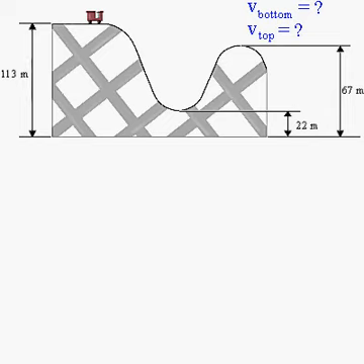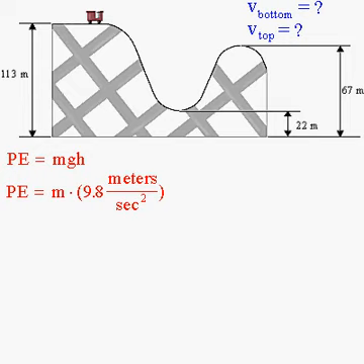Now, the only way we can solve this problem is to think about the energy involved. While it's at the top of the hill, the roller coaster has potential energy. Its potential energy is given by mgh. Well, we don't know the mass, but we do know g, it's 9.8 meters per second squared, and we do know the height, 113 meters. So that's an equation for the potential energy of the roller coaster while it sits at the top of the hill. What about the kinetic energy?